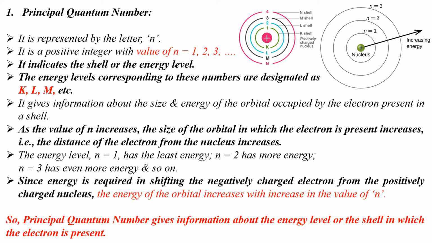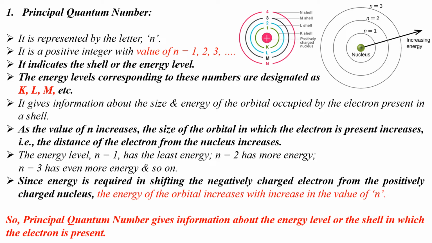So, principal quantum number gives us information about the energy level or the shell in which the electron is present. It actually tells you about the shell or the energy level where you can find an electron. It also tells you about the size of the orbital in which the electron is present, and it also tells you about the energy of the orbital occupied by the electron.